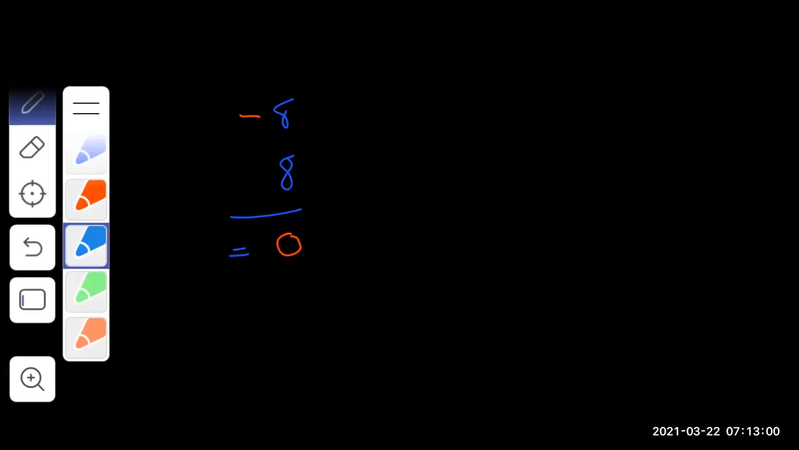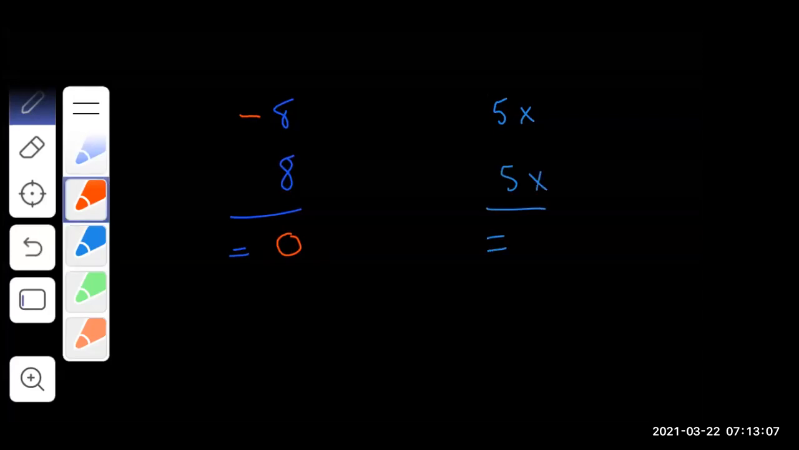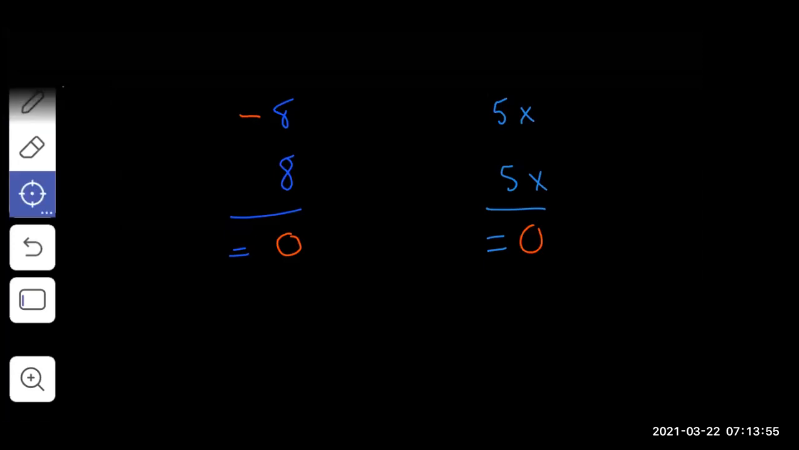Let's say that you got a 5x here and another 5x. So what should I do in order to get a zero? Can someone give me an idea what I have to do? If I have 5x and I have another 5x, the main idea here would be to eliminate this. I have 5 apples and I have 5 apples. How can I get zero?